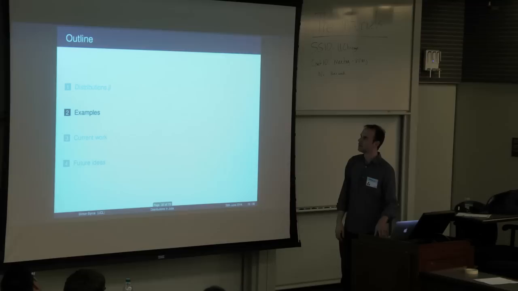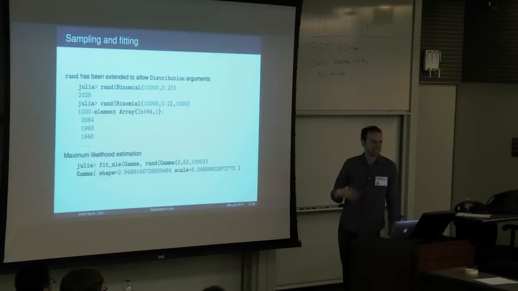Could you fix the shape and fit the scale there, for example? Not yet. This is still a work in progress, so that's one of the things we're starting to do. Yeah, so constrained families and subfamilies and that sort of thing. So we still have work to do.